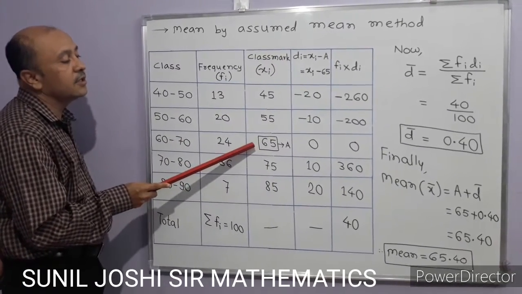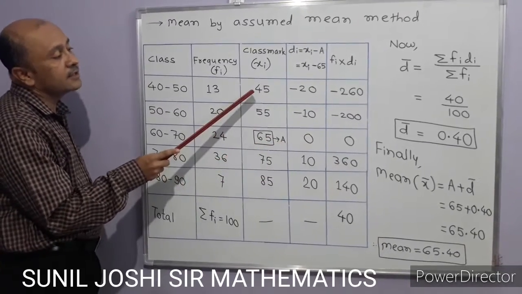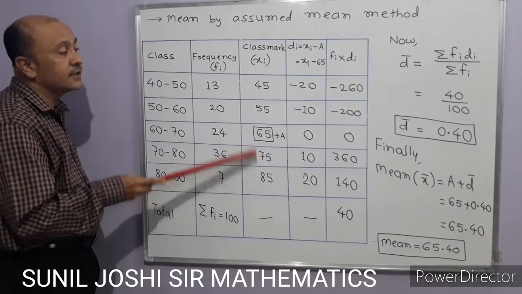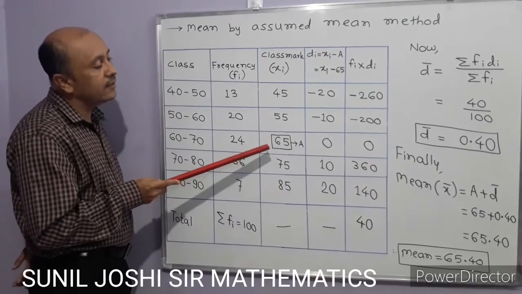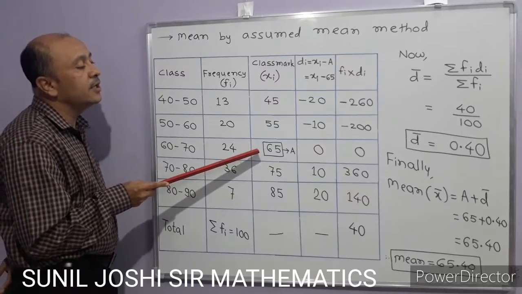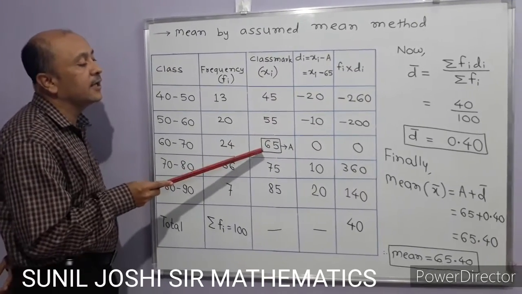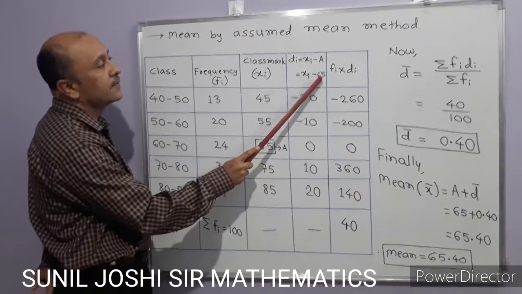So this number is only taken as A, that is the assumed mean. Suppose there are 6 numbers, so 1, 2, 3, 4, 5, and so on. In case of 6 numbers, we will not get the exact center. So at that time, we will find two centers. So there will be two numbers at the center, and out of those, any one we can take as the value. So that A value is written here.